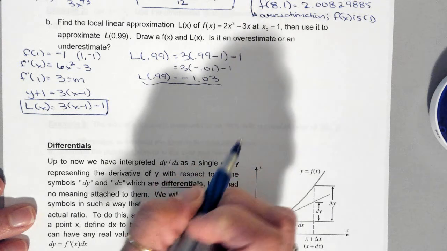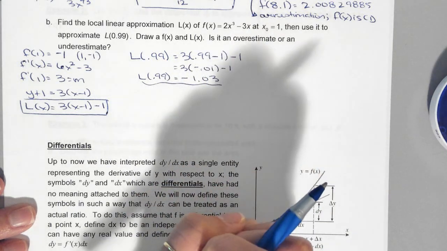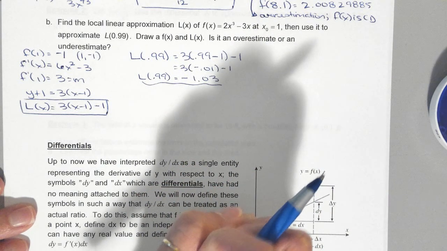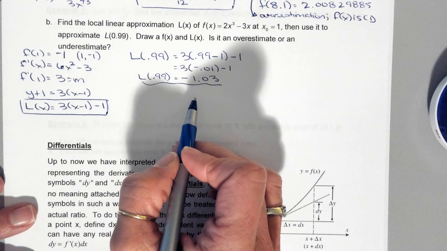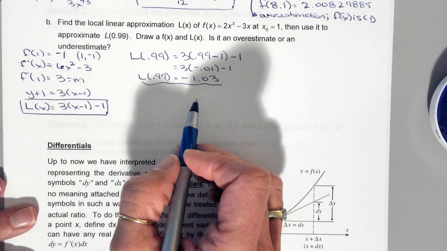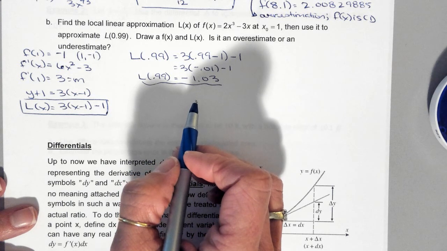But now I'm letting you use a calculator because what do I want to see? If this value is an over or underestimation. Now, we're dealing with negative numbers. We need to be very careful how we make this statement.